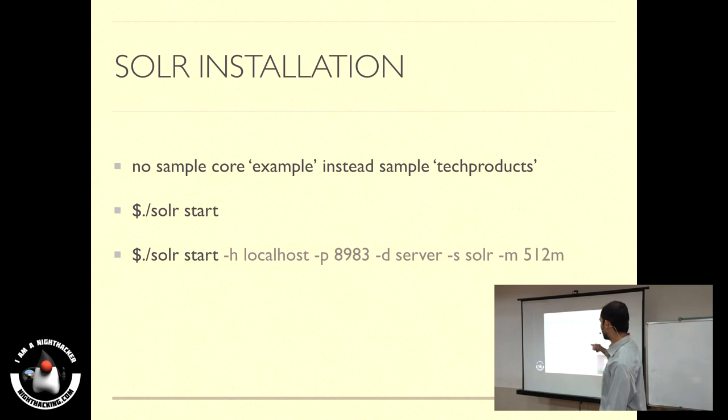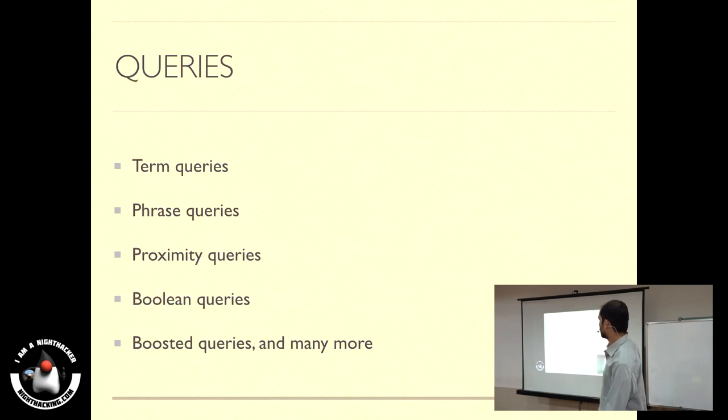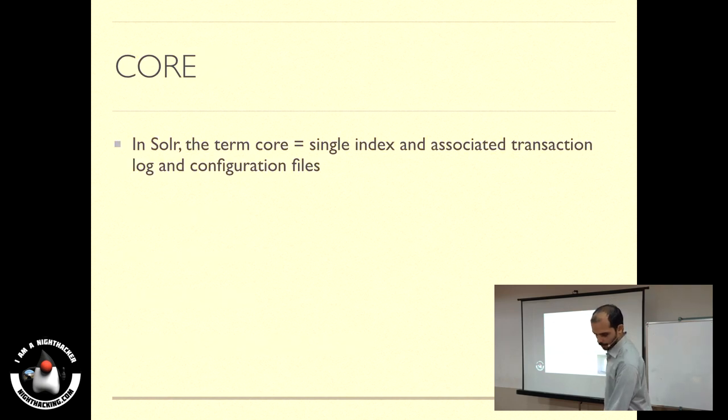When you give start, these are the default configurations that go in. If you want to modify them, you can give them manually. This is how you load your tech products sample, and this is how you create your own core. For this demo, I have this core created already. I'll show you later. And querying, there are a lot of ways you can query within Solr. I will show you that during the demo.